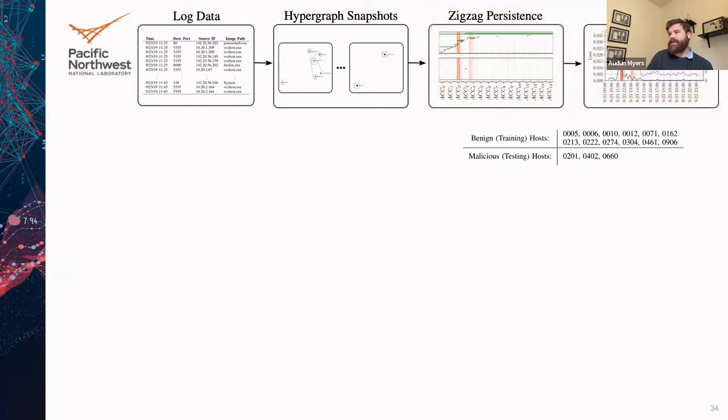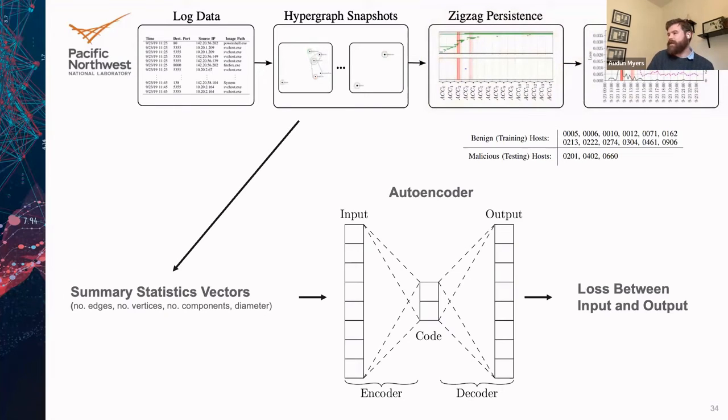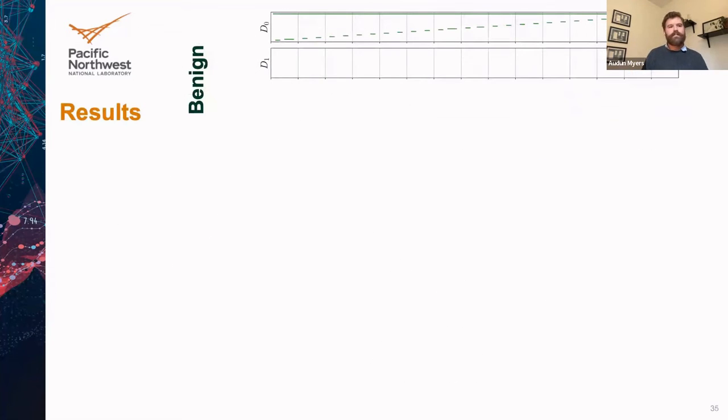Another pipeline we want to look at, as a point of comparison, instead of just zigzag persistence, is just summary statistics on the hypergraph snapshot. So number of edges, number of vertices, components, and maximum diameter, things like that. And we again feed this into an autoencoder. So let's actually look at some of those results now.